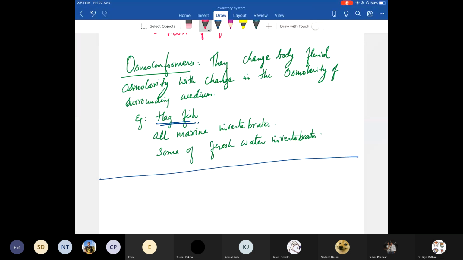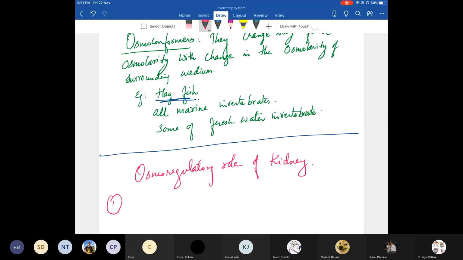Osmoregulatory role of kidney. We know that the kidney not only excretes the waste out of the body, but also maintains the osmolarity of the body. So how does it do that? Let us study about this.